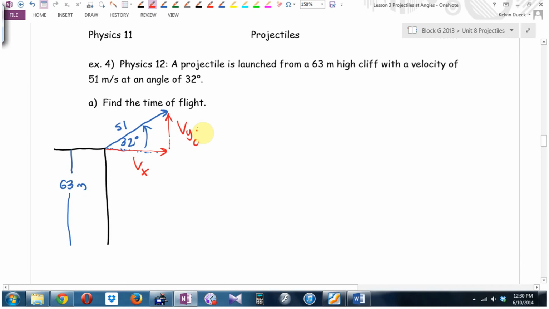Why did I put an initial on the Vy but not on the Vx? Vx horizontal acceleration is 0, so Vy is going to change. Opposite, hypotenuse, adjacent. Oh, I think Vy is going to be sine again. Vx is going to be cos again. So cos 32 equals Vx over 51. Sine 32 equals Vy initial over 51.